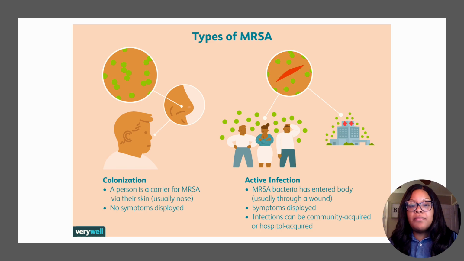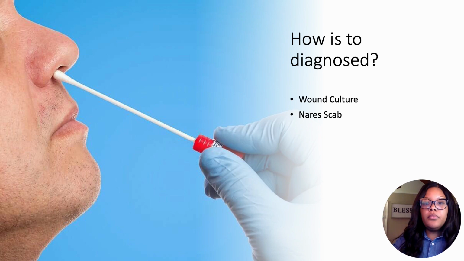And infections can be community acquired or hospital acquired. It doesn't matter. If it's active, you can be active in the community. You could have got it active in the hospital. So how is it diagnosed? So if you have a wound, we can take a wound culture of that, and it'll come back and let us know if the wound has MRSA.